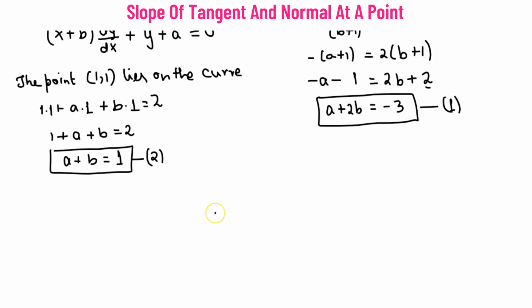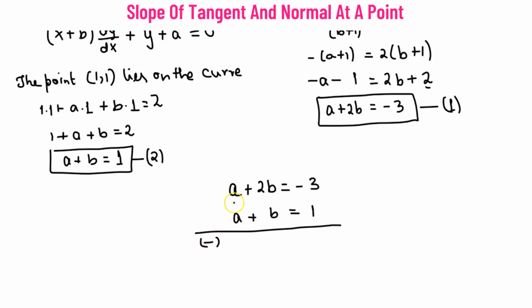Now we can easily solve equation 1 and equation 2 to obtain the values of a and b. So let's do that. In equation 1, we have a + 2b = -3, and in equation 2, we have a + b = 1. What we'll do is subtract. So a goes away, 2b minus b will be b, and negative 3 minus 1 will be negative 4. So we have obtained the value of b.